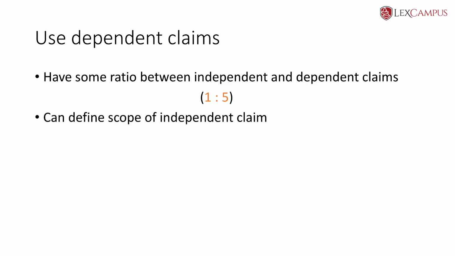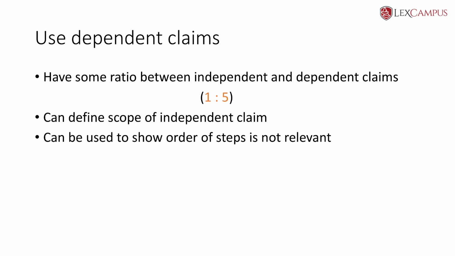Now, dependent claims can define the scope of the independent claim. So we saw in the claim arrangement chart definition of element X. So you saw that there was a broad claim, and the first dependent claim would explain an element or define an element. So you could use dependent claims to define the scope of the independent claim.